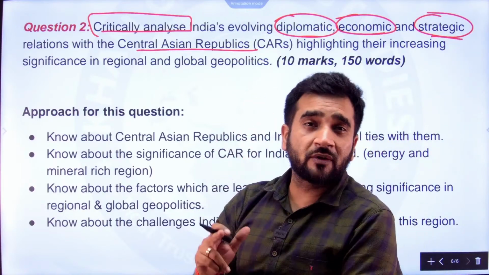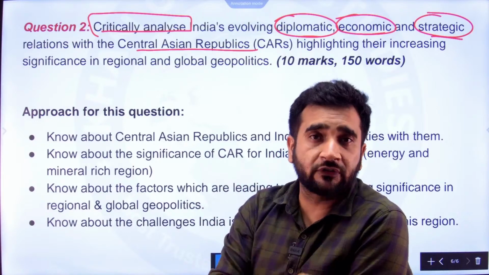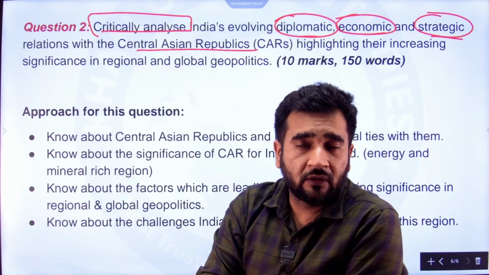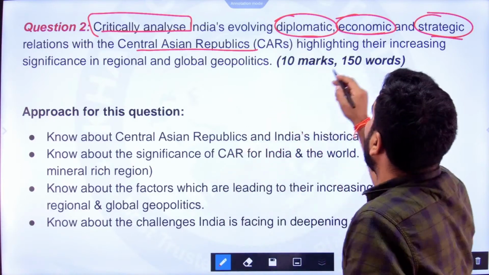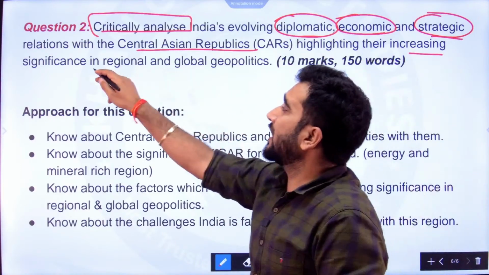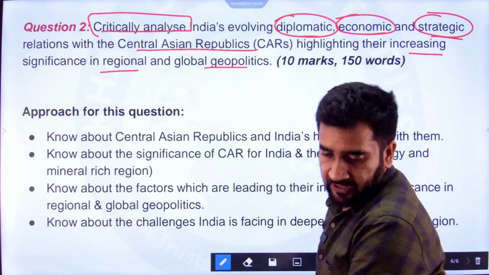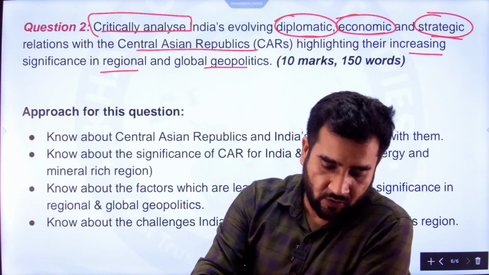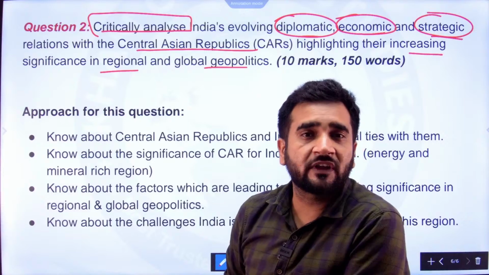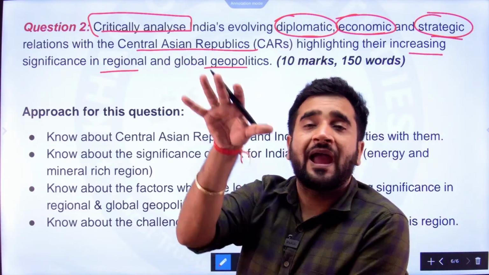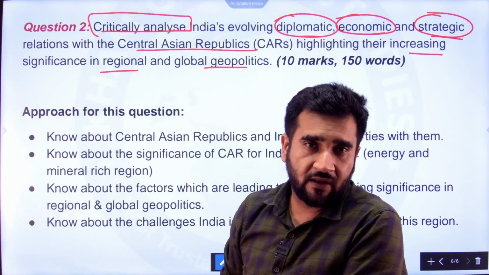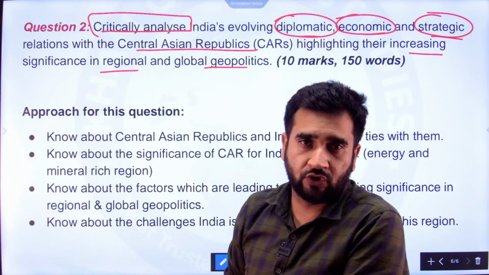Yes, Central Asian republics, we need to understand and know what are the Central Asian republics. Which countries are part of the Central Asian republics? Highlighting their increasing significance in regional and global geopolitics. So we should know that as well कि उनका क्या importance है region में and at the global level. Both of these we should understand.